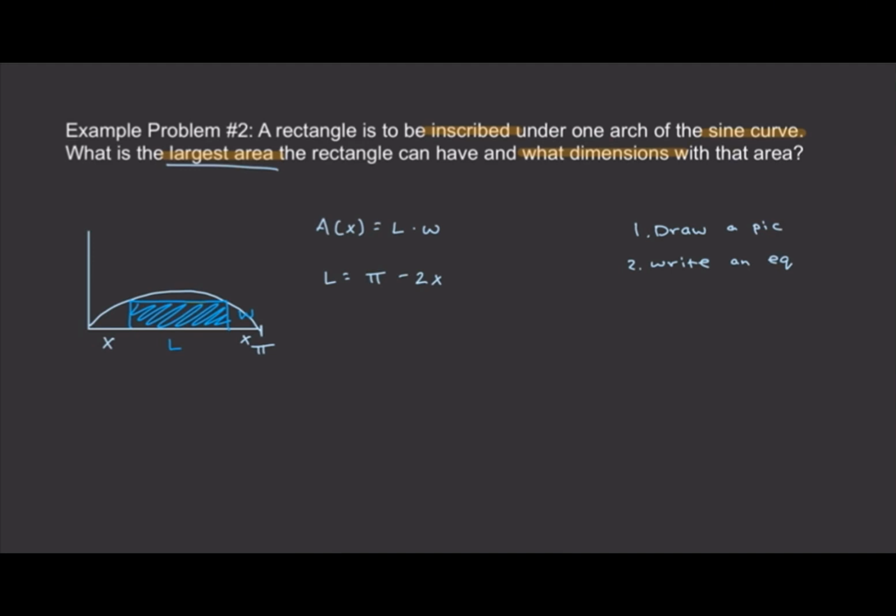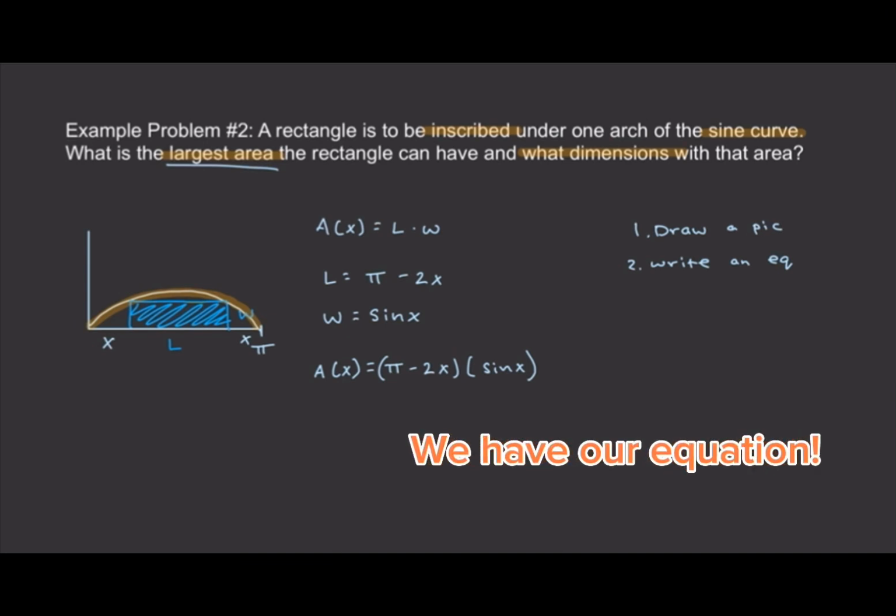Now that we have an equation for length, we need one for width as well. In this example, width is equal to sine x because the width of the rectangle is limited by the equation of the arch that it is inscribed in. Let's plug our equations for length and width into our equation for the area of the rectangle. So A of x equals the length, or pi minus 2x, times the width, or sine of x.